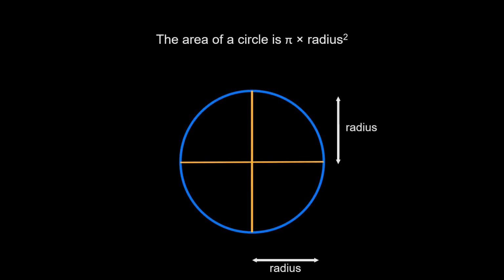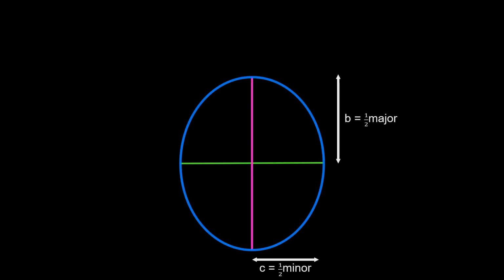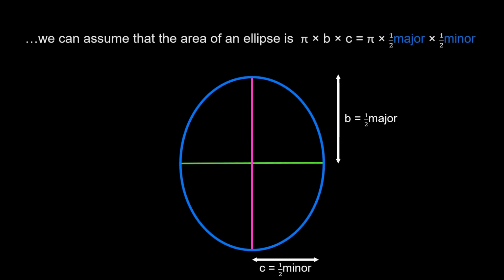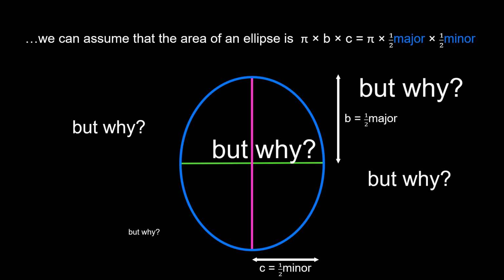The area of a circle is pi times the square of its radius. If we stretch the circle, we can make an ellipse. We can assume that the area of an ellipse is pi times the semi-major times the semi-minor. But why?